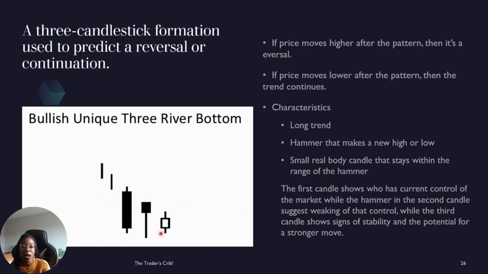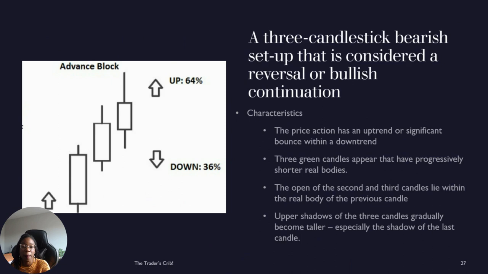This is the hammer, meaning no wick to the upside. You can have an inverted hammer, meaning there'll be no wick on the bottom. This smaller real body candle shows up and it stays within the hammer. The first candle shows who has current control of the market, while the hammer and the second candle suggest weakening of that control, while the third candle shows signs of stability and the potential for a stronger move.